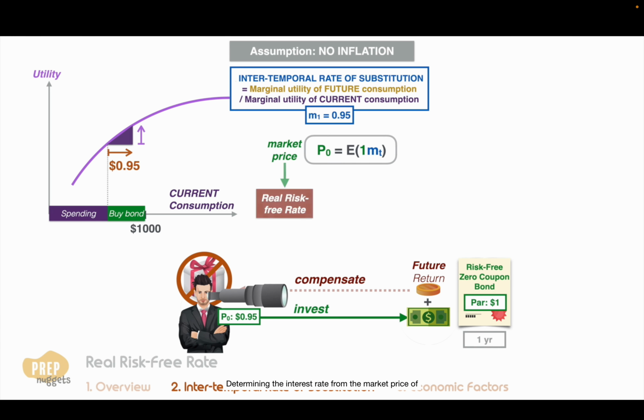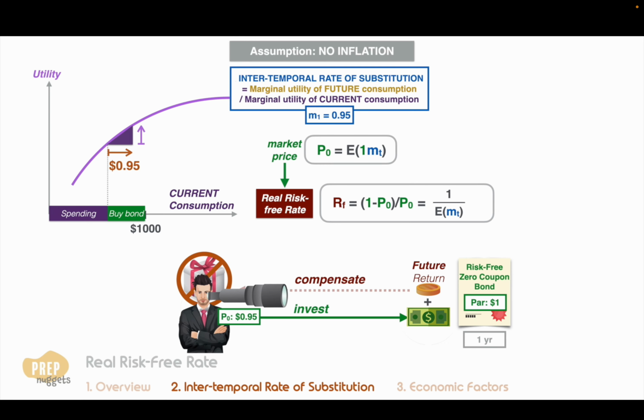Determining the interest rate from the market price of a bond is easy. If the investment horizon for this bond is 1 year and the payoff then is $1, the return on this bond can be written as the future payoff minus the current payment relative to the current payment. We can express it in terms of the expected MT at this point. So, for our example, let's say the intertemporal rate of substitution for the aggregate market participants is 0.95. The 1-year real risk-free rate is therefore 5.26%.